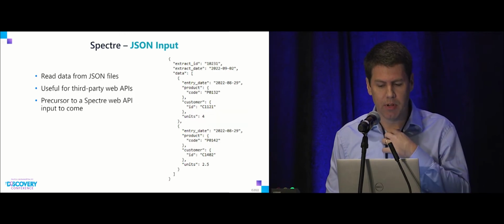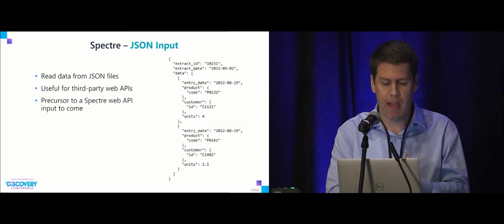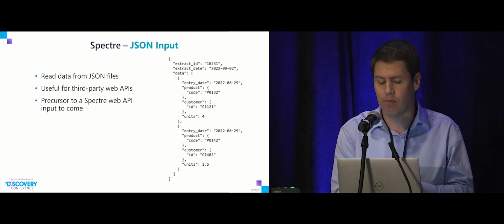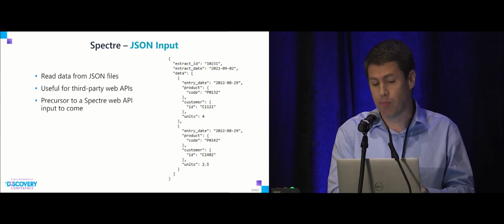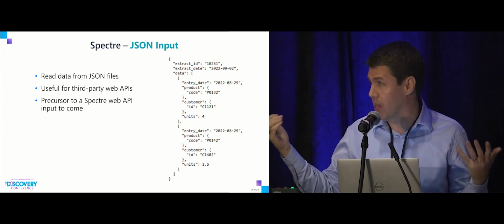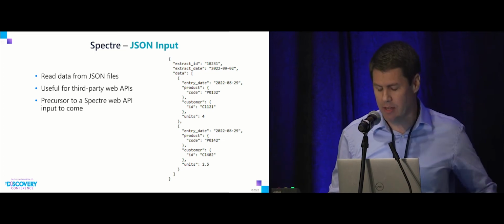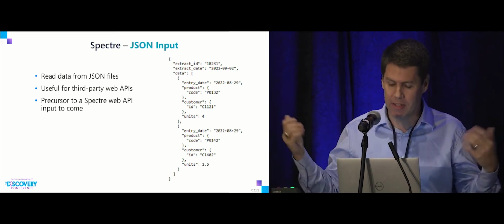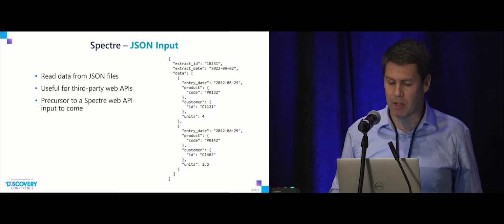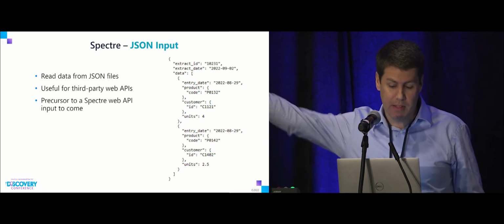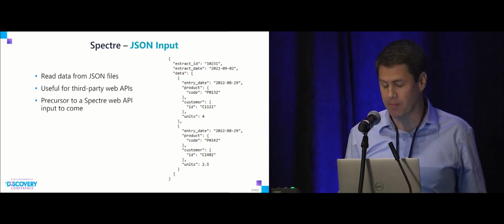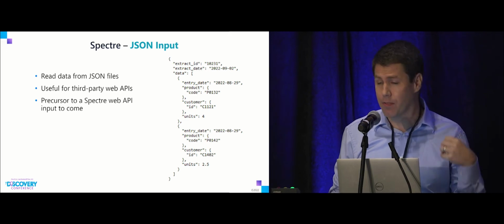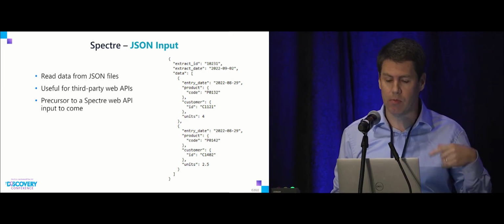Similarly, JSON input is a kind of data you may have, often comes out of web APIs, and we have support for reading certain kinds of JSON structures. JSON can be structured arbitrarily, basically, but we have a way of describing how you want to pull fields out of something like this on the right, and that's handy. And then in the future, we'll actually have Spectre be able to talk to web APIs directly.